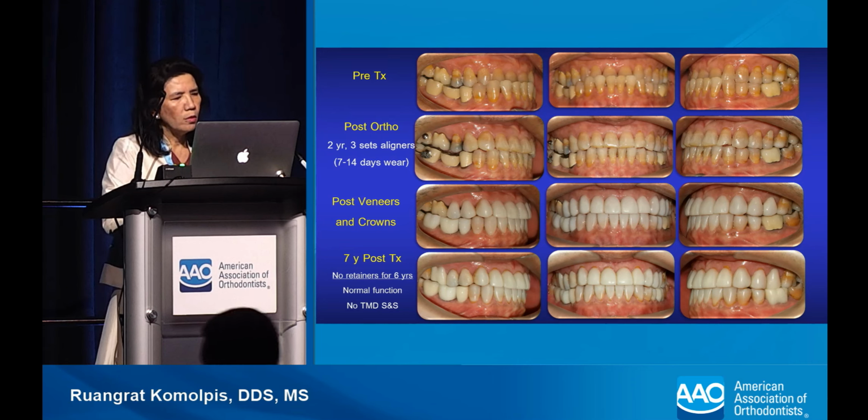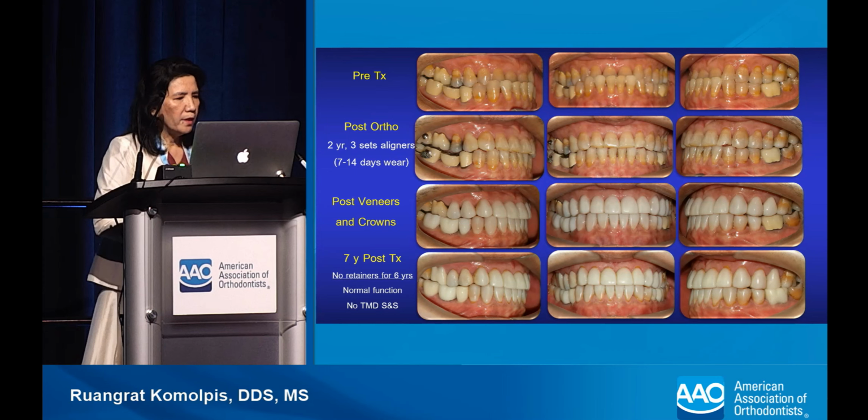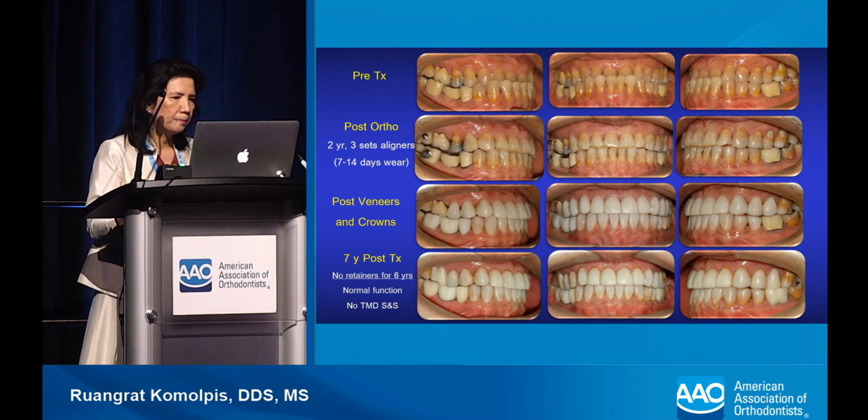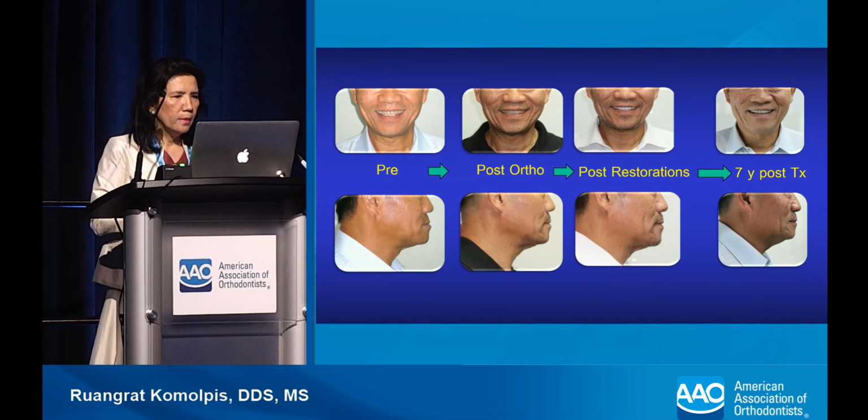And the last row is 7 years post-treatment. No retainer for 6 years, because the retainer broke after a year and he didn't come back for any new retainers. So no retainers for 6 years, normal function, no TMD signs and symptoms. This is him, smile and profile, pre, post, and 7 years post-treatment.